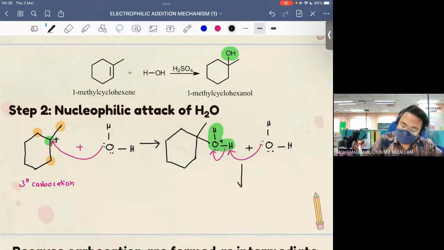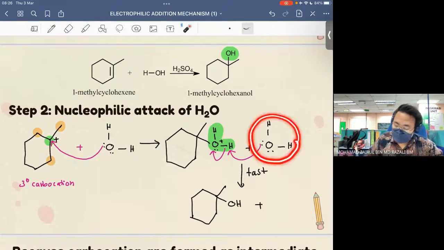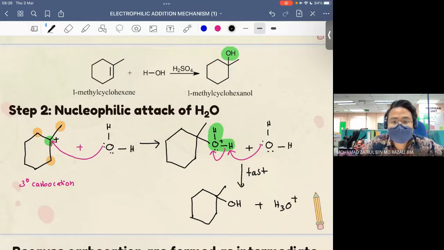Okay, now sekarang ini the product yang kita akan hasilkan adalah, sebab yang ini kita dah remove satu hidrogen kan, so yang tinggal dia hanyalah OH, dan this compound dia dah gain one more proton. So dia akan hasilkan H3O+, which is kita punya catalyst. Dia dah regenerate balik.